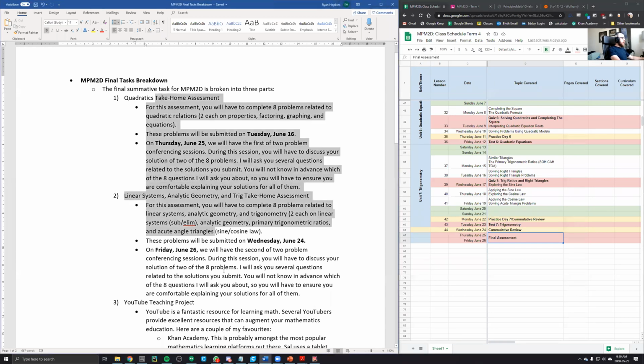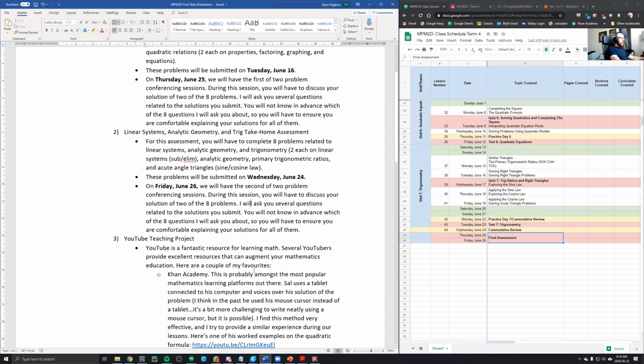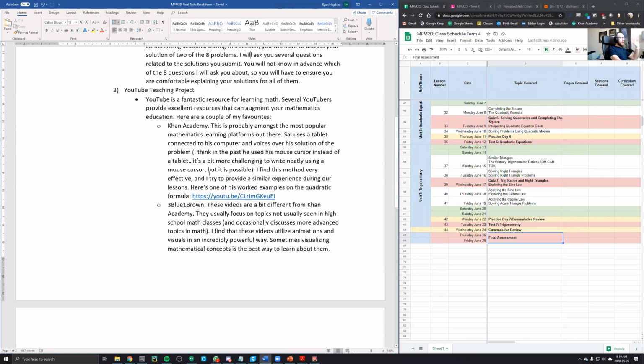So each of these take-home assessments has 2 pieces, right? There's the assignment or the test piece, and then there's the problem conferencing piece where I orally quiz you on what you wrote down, okay? Any questions about these first 2 assessments here? Nope. Okay, cool. The third one is a little bit different.